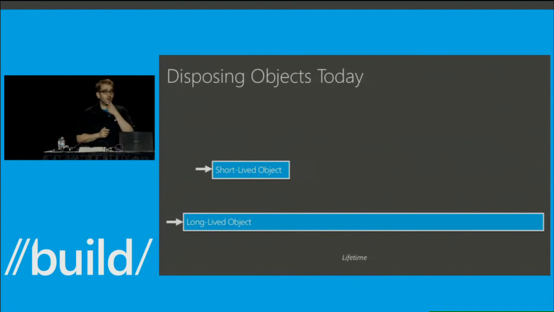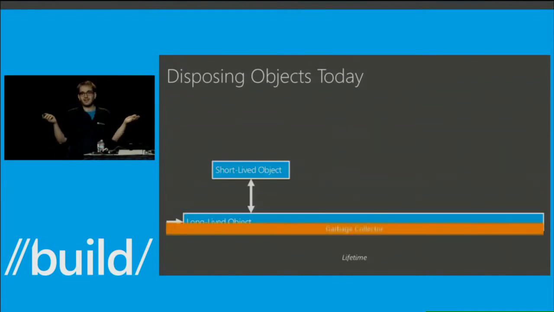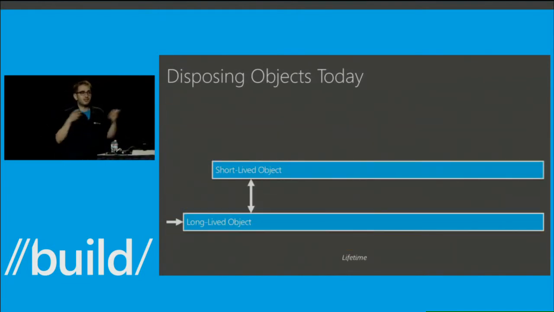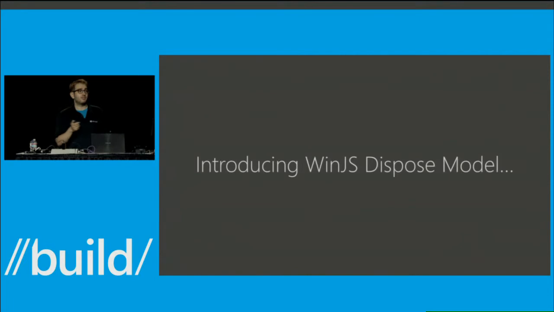Maybe they're controls that you've passed data to, and they've hooked themselves up and formed other connections behind the scenes, unbeknownst to you, to other objects. And so even if you removed your reference to the object, when the garbage collector runs, it can't clean it up because there are still references to it existing in the system. And so the dispose model in WinJS 2 solves that problem for you in a very simple way.